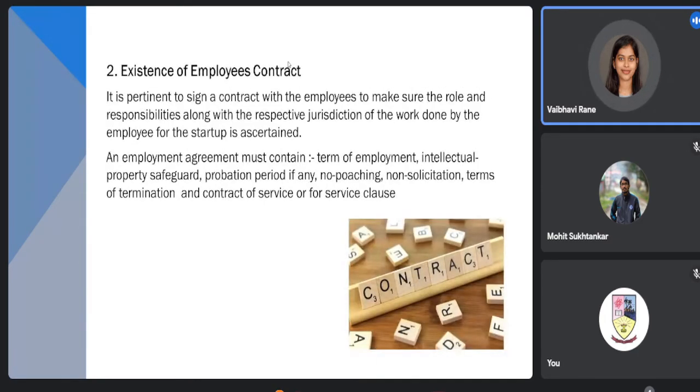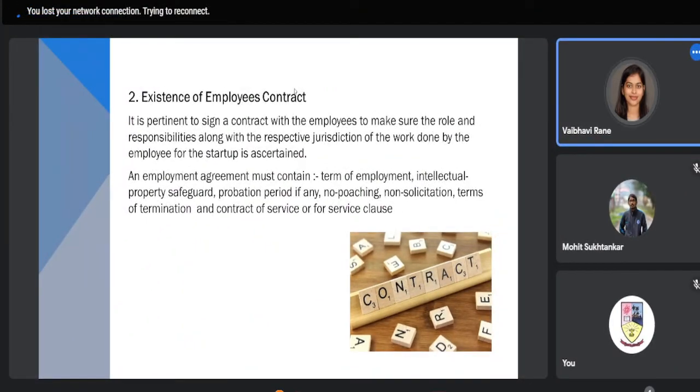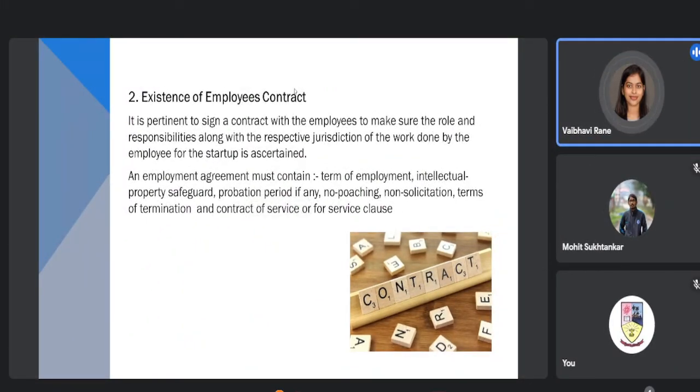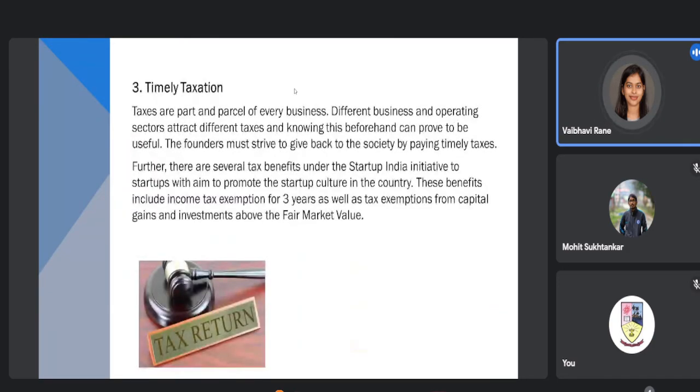Another thing you are supposed to follow as the founder is that there needs to be an employee contract. When you are an employer, you have to enter into a contract with all your employees. The terms of the contract of service must be mentioned in the employee's contract. Once again, this is in line with your labor laws, for the benefit of society, and looking after your employees.